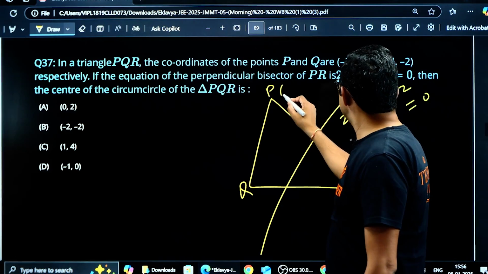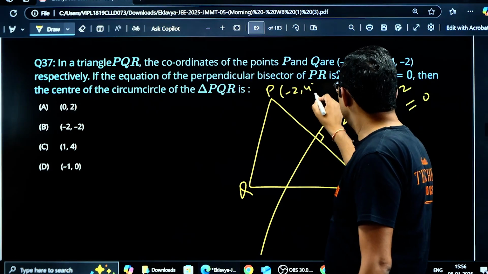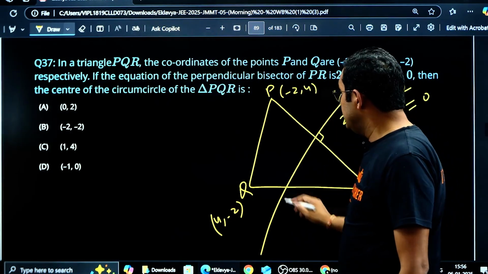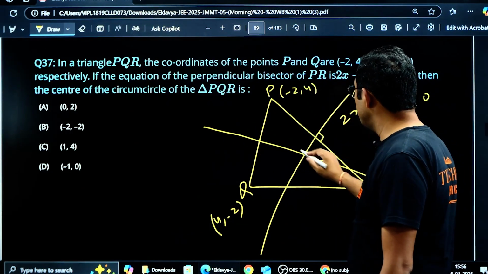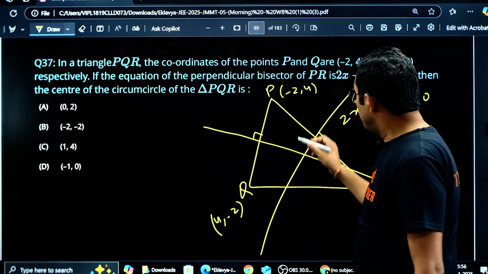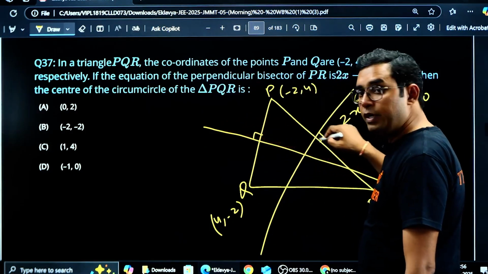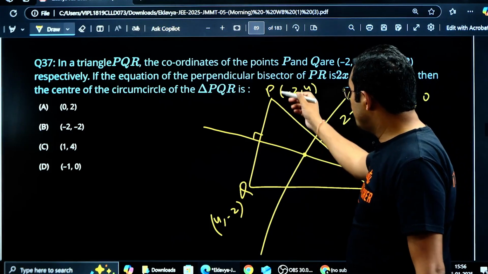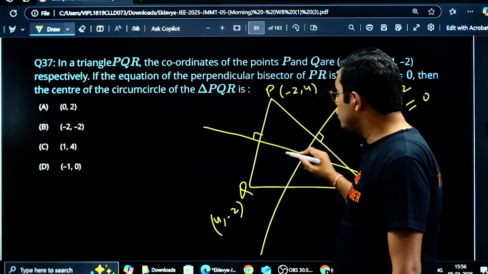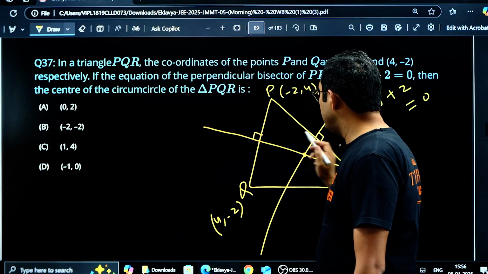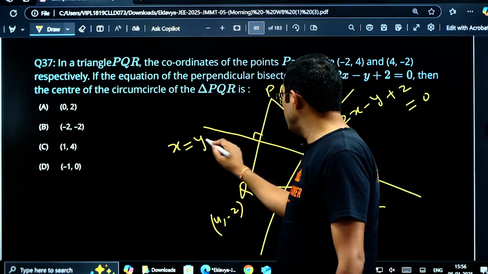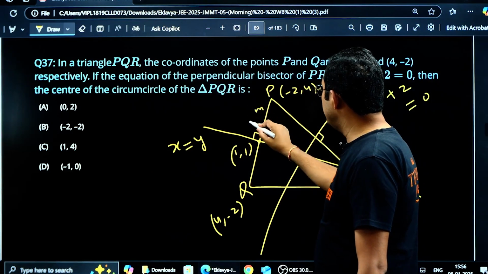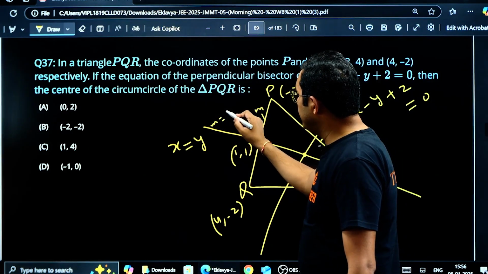Now, if P is known, that is -2, 4, Q is known, that is 4, -2. Circumcenter is always the point of concurrency of perpendicular bisectors. So from P and Q, I think we can find one more perpendicular bisector. Then point of intersection of these two lines will be the answer. Okay. Now PQ, if you take their slope, I think it is coming out to be -1. So slope of this will be 1. And I think equation is also equal to x is equal to y, because this point is 1, 1. The slope of this line is, I think, -1. The slope of this bisector should be 1.